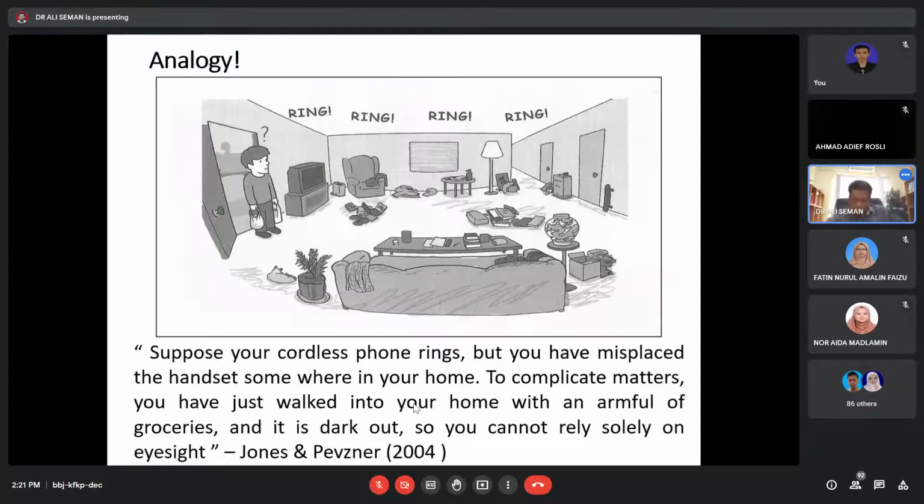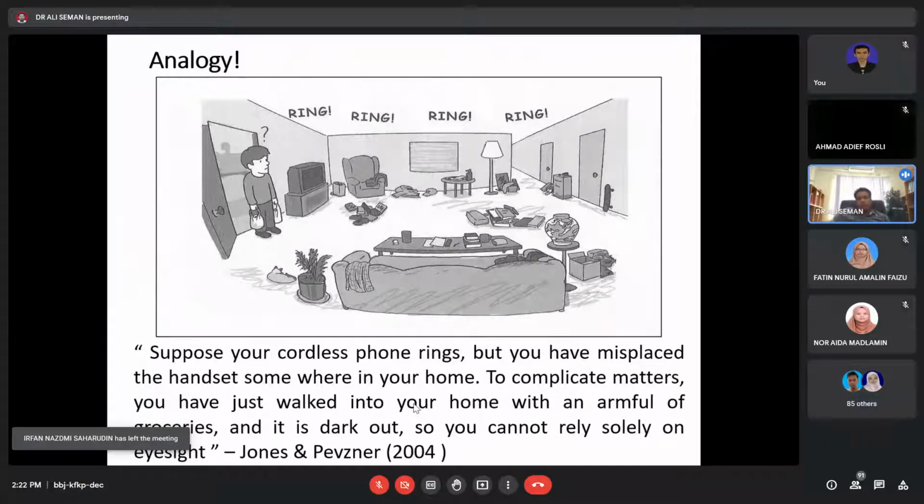Okay, and before that, in order to understand, I'll give you the analogy taken from Jones and Pesner from their book, 2004. They use this analogy for certain problems, so that from this problem you can understand the core design strategy, core design technique, as I gave you just now: brute force, divide and conquer, greedy, and dynamic programming. Okay, look at this analogy.